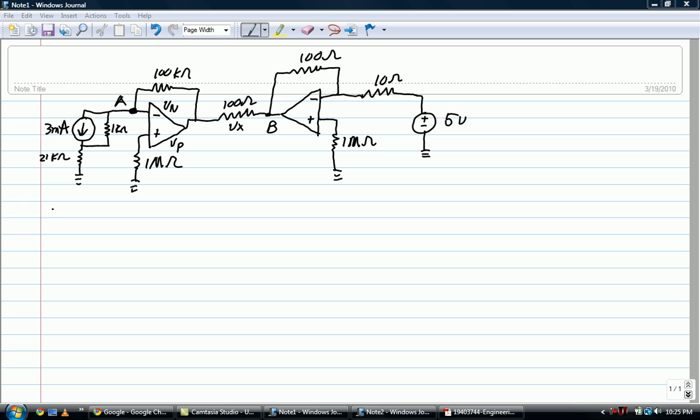This particular example demonstrates the basics of op amps in circuit analysis. This particular problem is problem 623 in Engineering Circuit Analysis by William H. Hayt. And, well, let's get started.